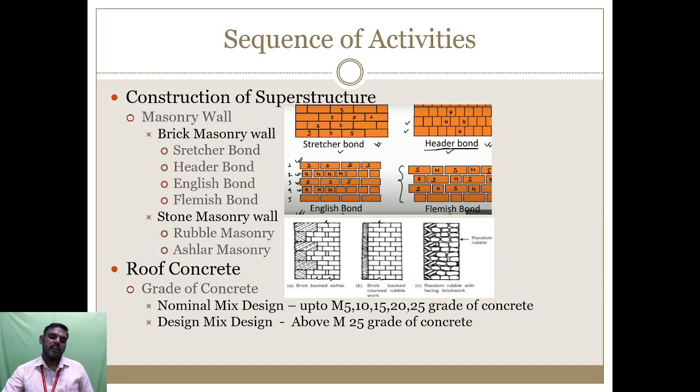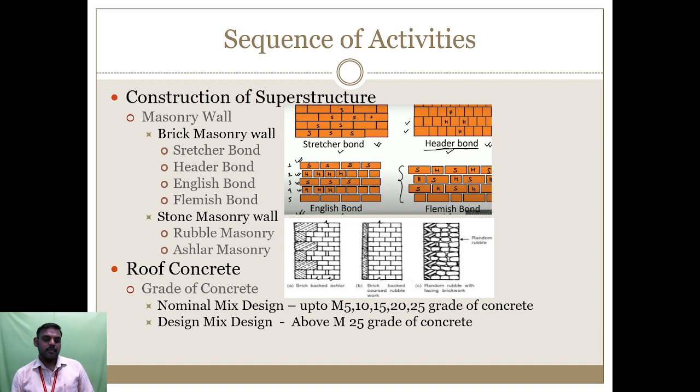Okay, M5, M10, M15 are used for basement works. In basements the size of the coarse aggregate is more. Coarse aggregate of 40 mm size is used up to M5, M10. For M15, M20, M25, the coarse aggregate size is 20 mm. So the grade of concrete becomes higher.